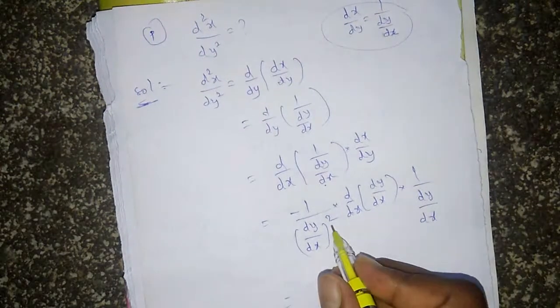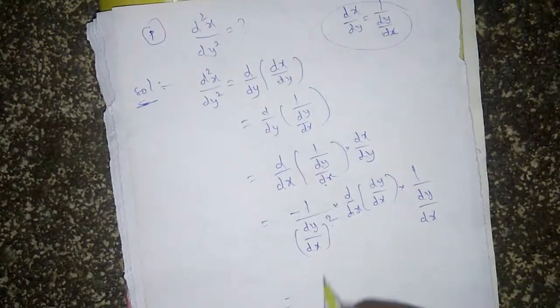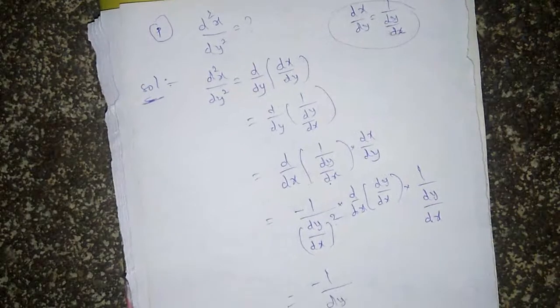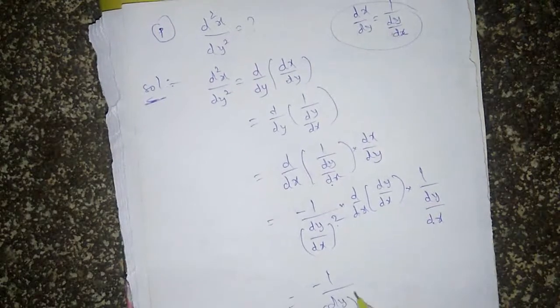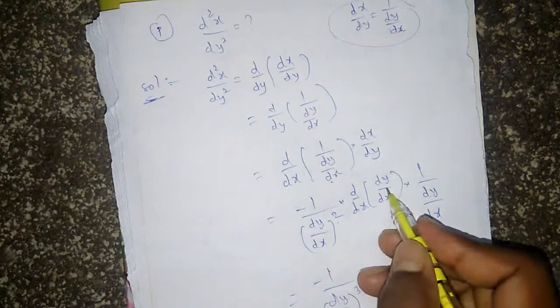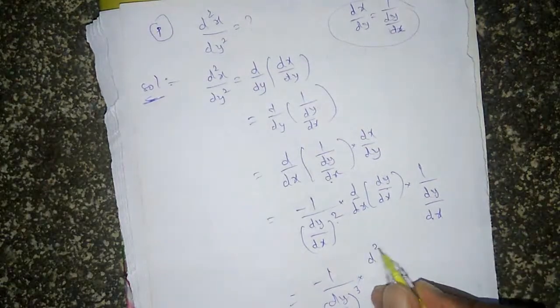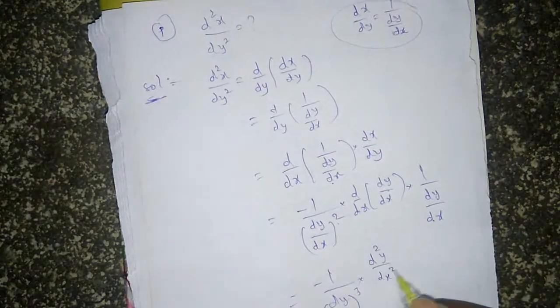So here dy by dx whole square, and dy by dx, that is 1 by dy by dx whole cube, into, this is second order differentiation, that is d square y by dx square. So the final value is minus d square y by dx square by dy by dx whole cube, that is the value of d square x by dy square.